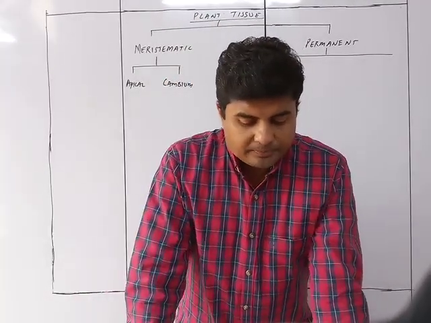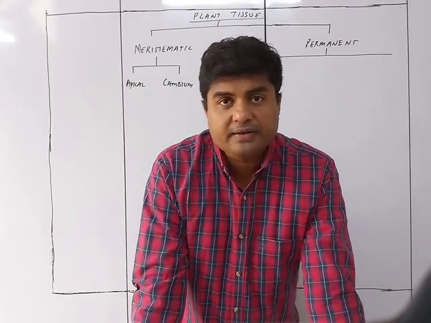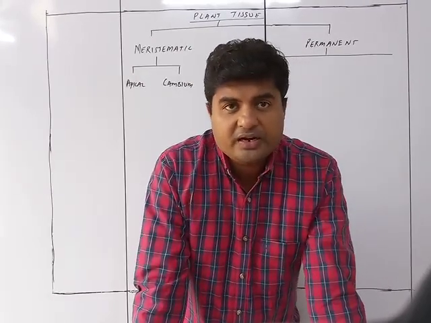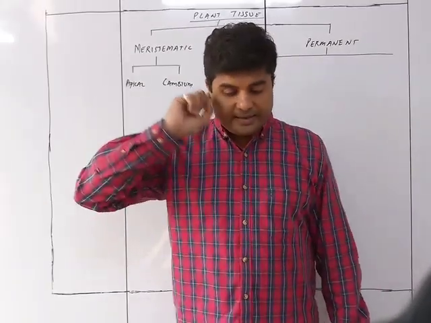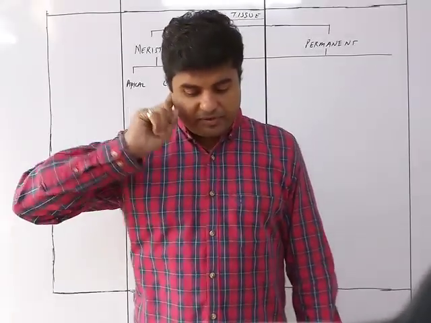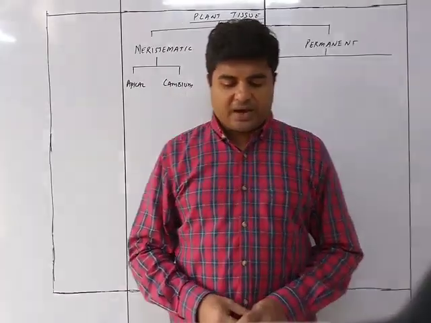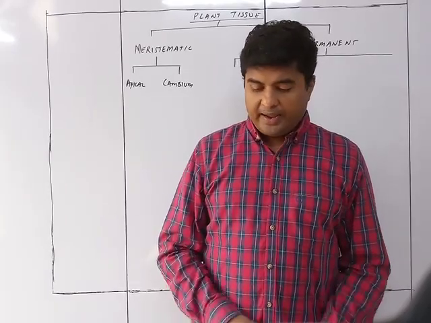They may be living, that means they have a nucleus present in them. If they have a nucleus present, then they are living. Or dead if the nucleus is absent. If after cell division they become permanent and they lose their nucleus, then they become dead. That is, they are dead kind of tissues. According to the functions performed, the permanent tissues are of three types: protective, supportive, and conductive.